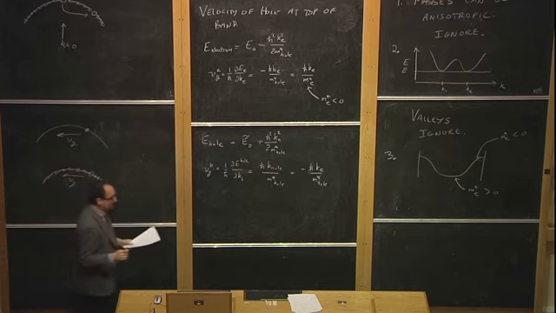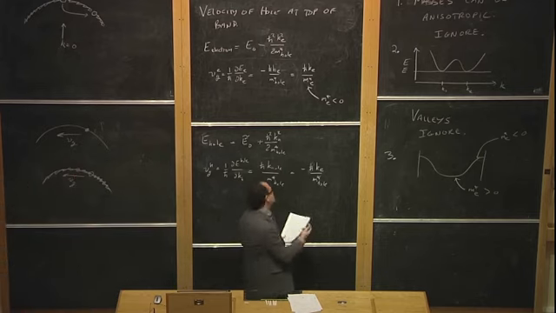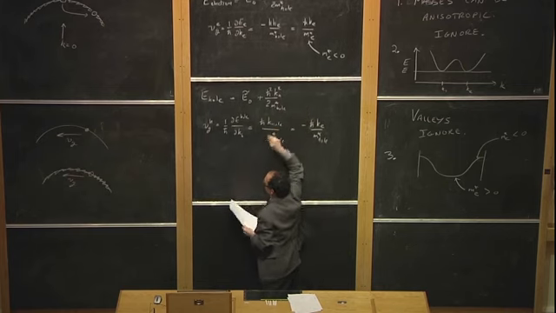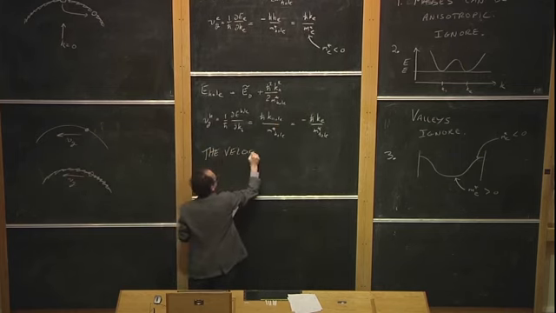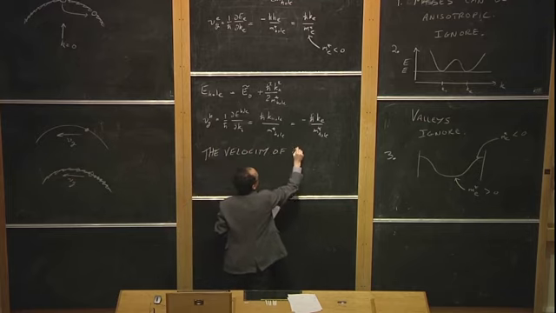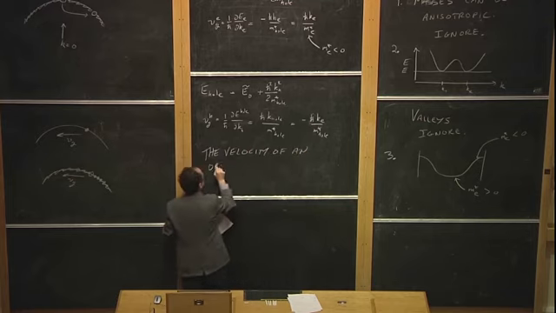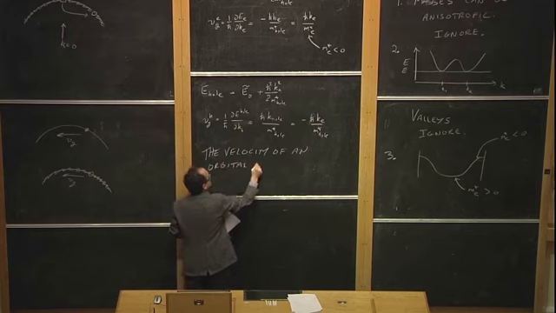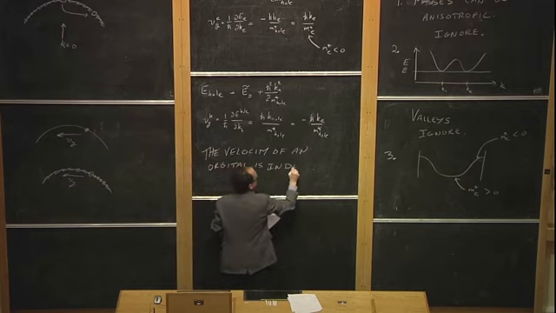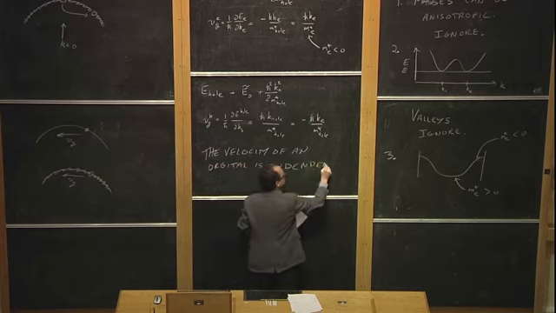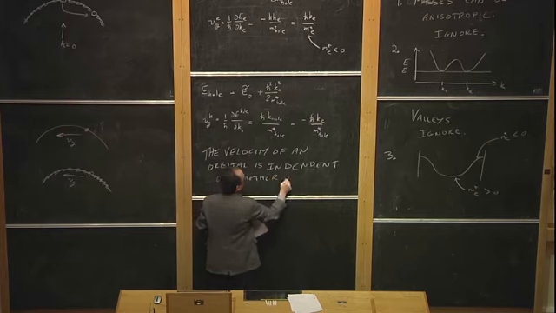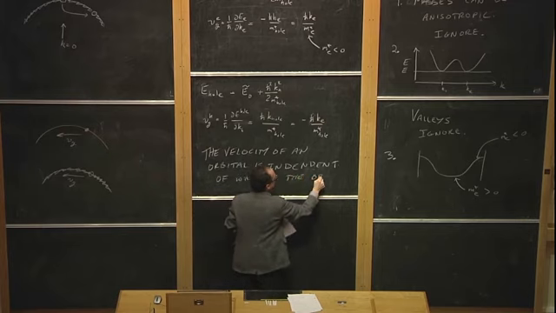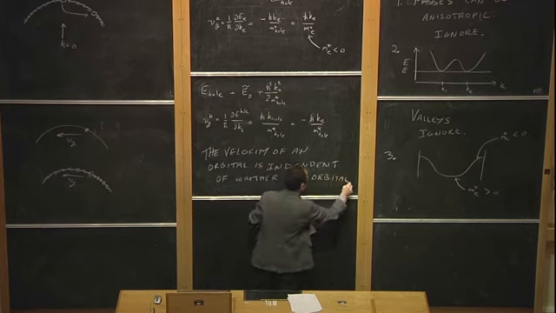This is an extremely important principle that will come back several times: the velocity of a state, the velocity of an orbital, is independent of whether that orbital is filled.